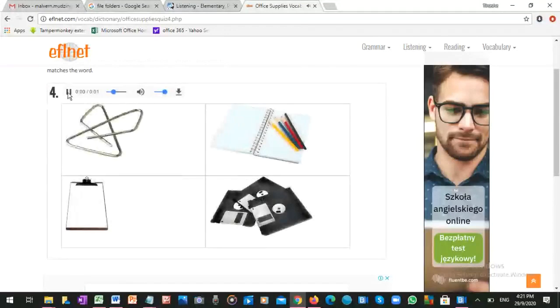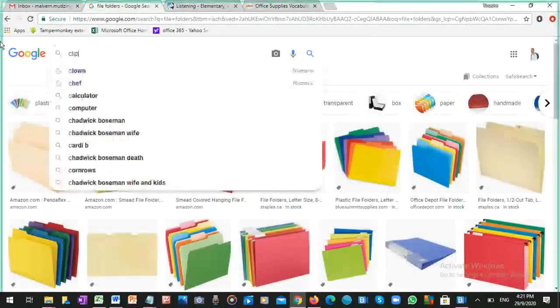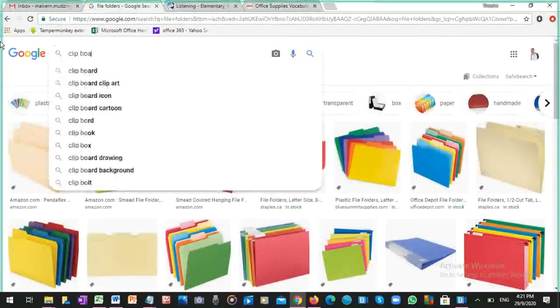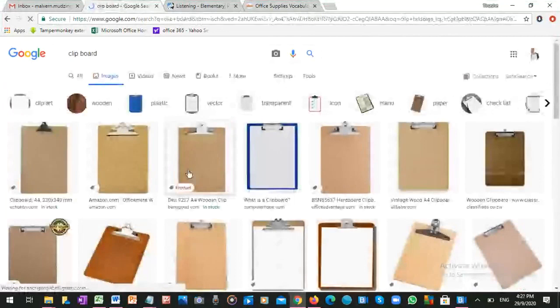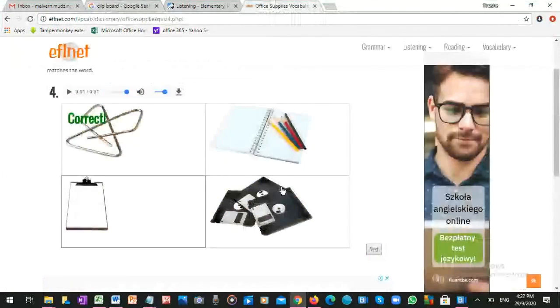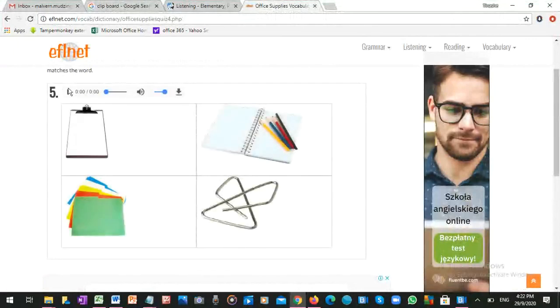Next one. Clipboard. One. Not quite. The answer is three. Let me show you what a clipboard looks like. Clip, board. Clipboard. This is what a clipboard looks like. Well done. All right, next one.